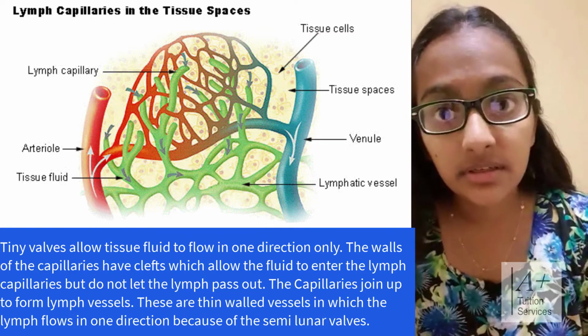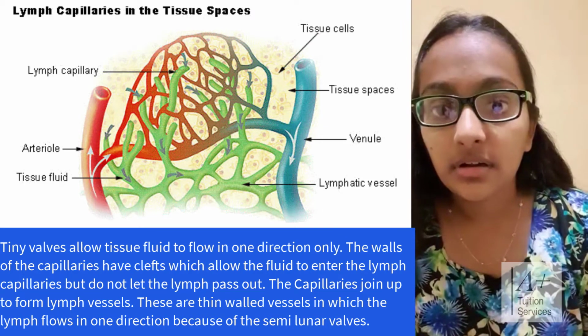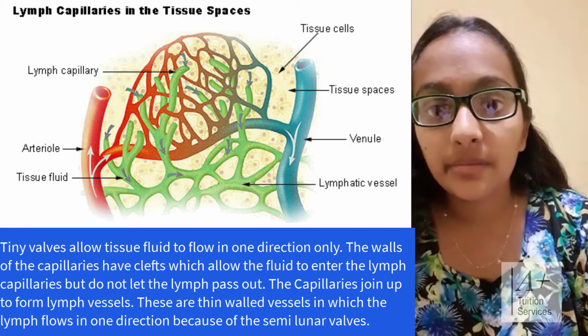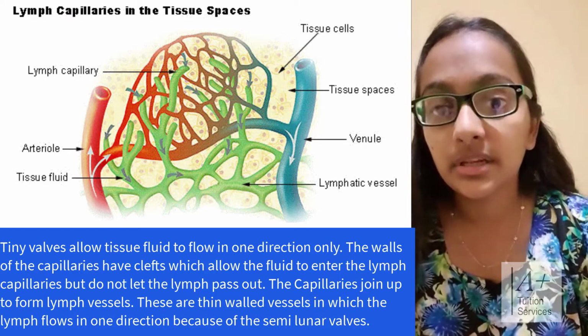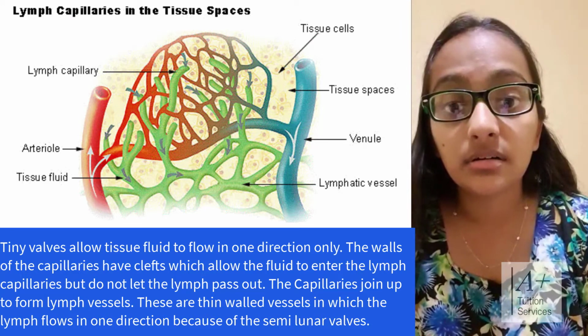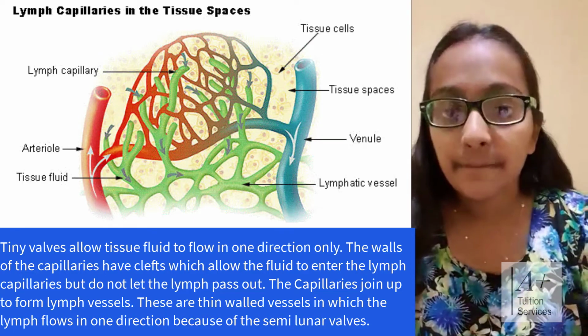This is how the lymph capillary system works. So you have the lymph capillaries joining up to form lymph vessels, and these are thin-walled vessels in which lymph flows in one direction only, because there are semilunar valves preventing the backflow.